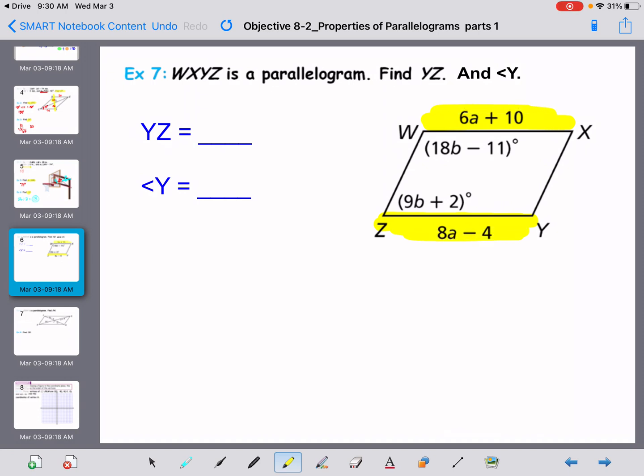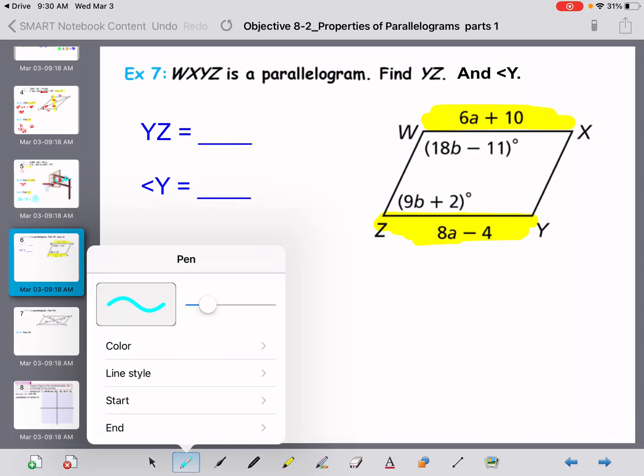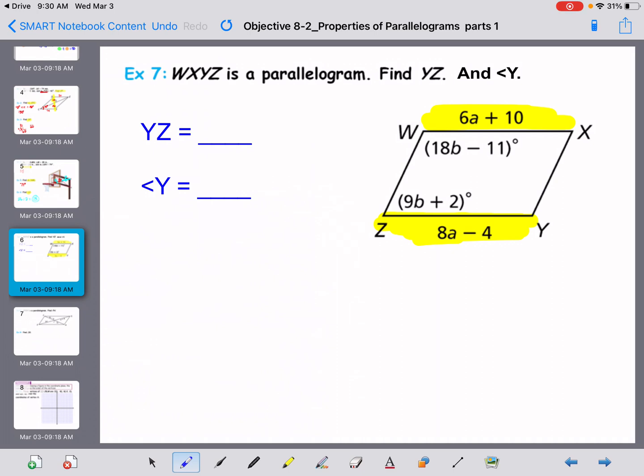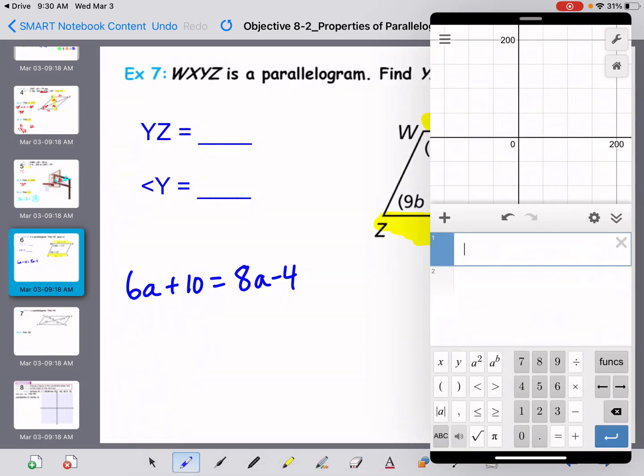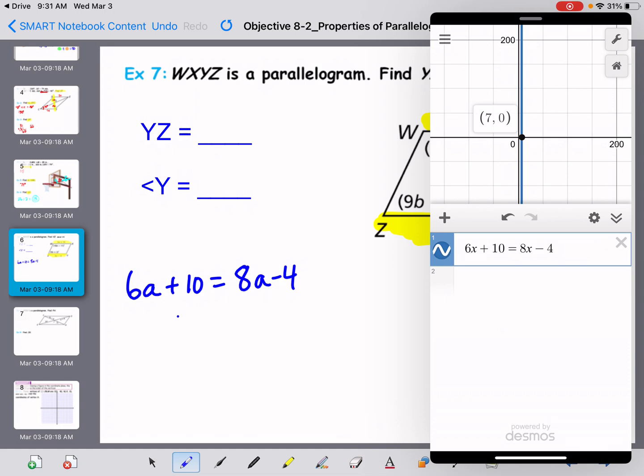Now this go around, I don't have numbers, I have these algebra expressions. And so what I need to do is, if these things are congruent, I set them equal to each other. So now I've taken these two expressions and I've created an equation that I can type into Desmos. So 6x plus 10 equals 8x minus 4. X, or A, will equal 7.